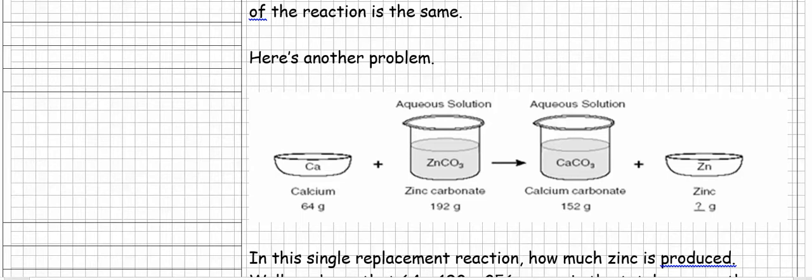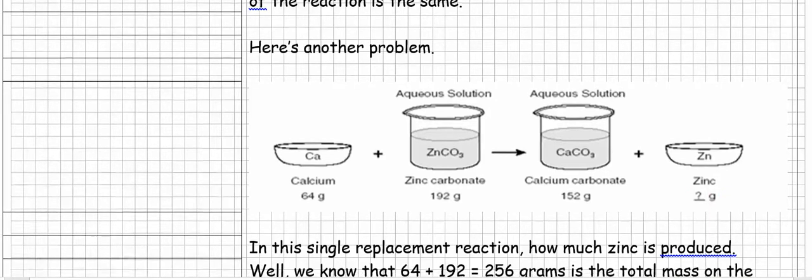In this problem, we've got calcium. In fact, we've got 64 grams of it, and we've got zinc carbonate, 192 grams of it, right? This is an aqueous solution. And what we're going to do is put these together, and we're going to get calcium carbonate and zinc. But we want to know how much zinc. That's the question. How much zinc are we going to get?